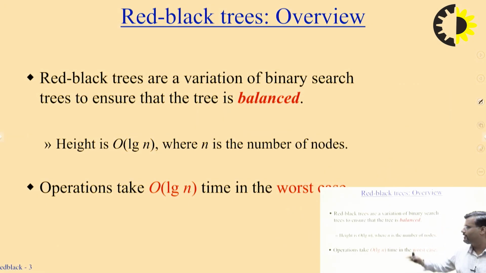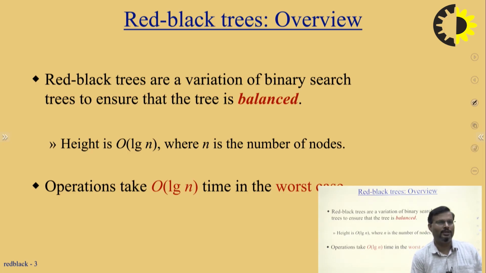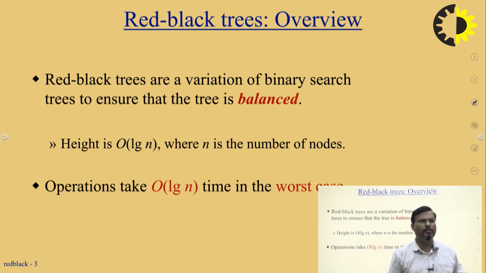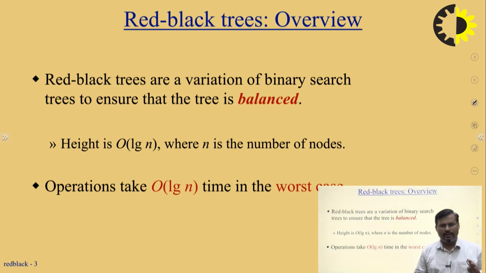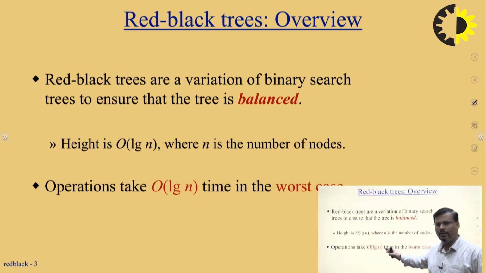Here we will discuss the red black tree, a variation of the binary search tree that ensures the tree is balanced, because it is based on the concept of the binary search tree. And how will it be balanced? It totally works on the basis of BST. Then the height of the tree is log n. If it has n nodes, it will be considered big O log n, and operations will take running time big O log n in the worst case.